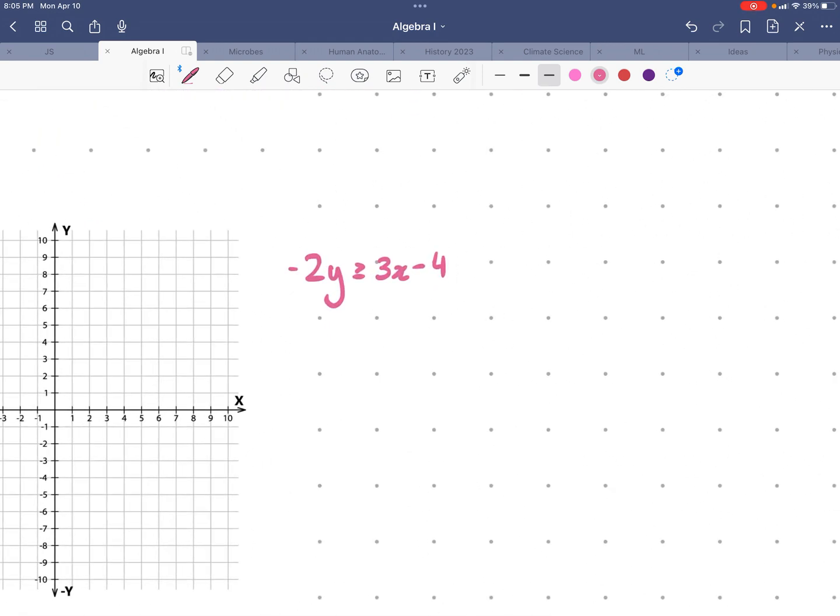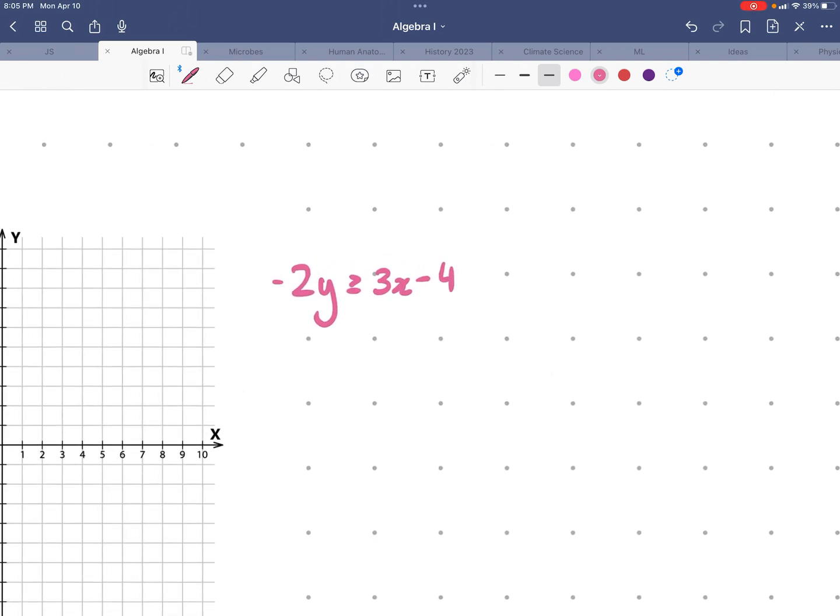Moving on, we have negative 2y is greater than or equal to 3x minus 4. For this, we first have to isolate y. So we will divide by negative 2. And since we are dividing by a negative number, and this also applies if we are multiplying by a negative number, we have to switch the sign. So therefore, we get y is less than or equal to 3 over negative 2 x plus 2. And now I can start graphing.